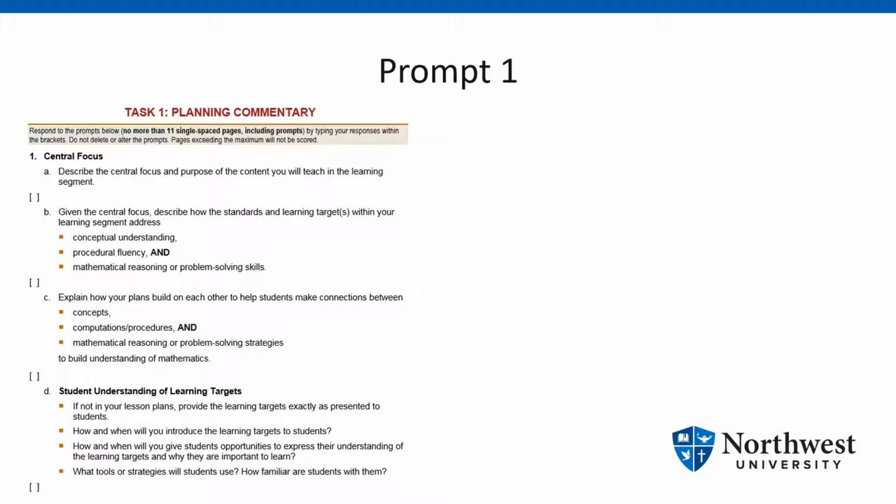In prompt 1C, you have to talk about how your plans build on each other. Why are they in this sequence? In lesson 2, how are we taking what we learned in lesson 1 and building on it? And then you notice that they tie that to discipline-specific knowledge. You will do the same for your discipline. And then finally, prompt 1D, the student understanding of learning targets. How are you communicating learning targets to students? If you haven't addressed that in your lesson plan, how are you going to do it? Explain it here. When will this happen? At the beginning of the lesson, the end of the lesson? How will you give them opportunities to show you that they understand?